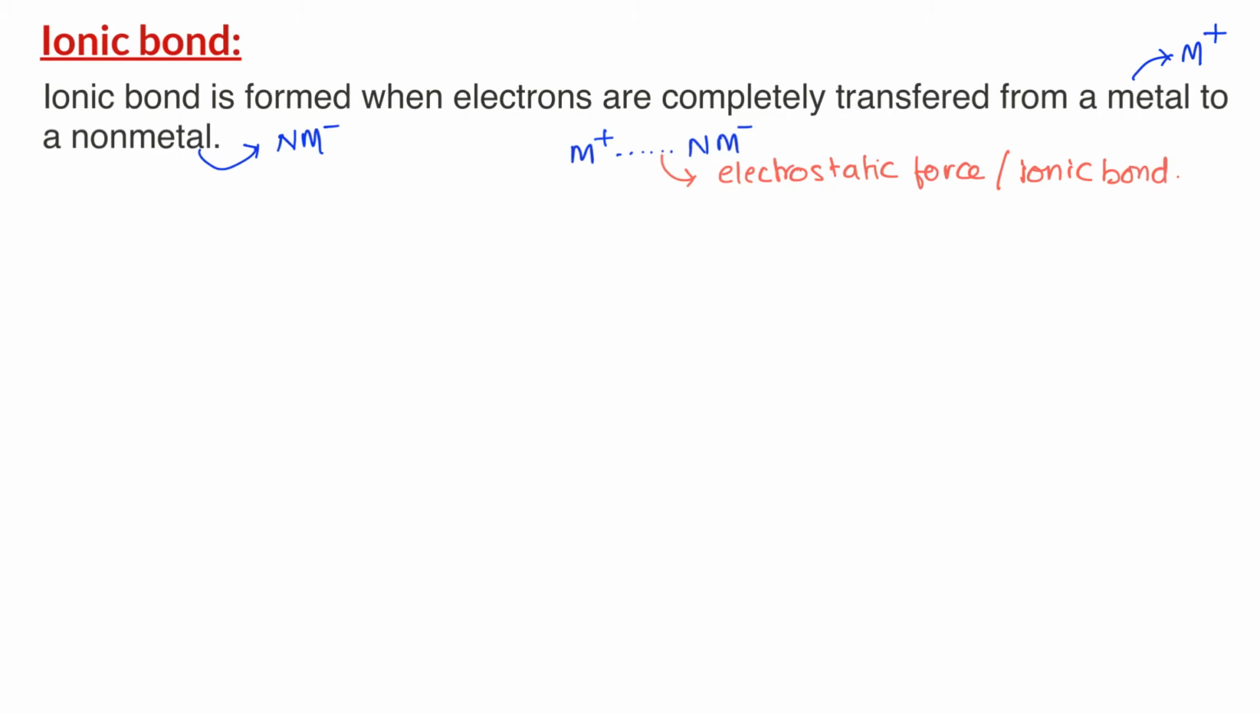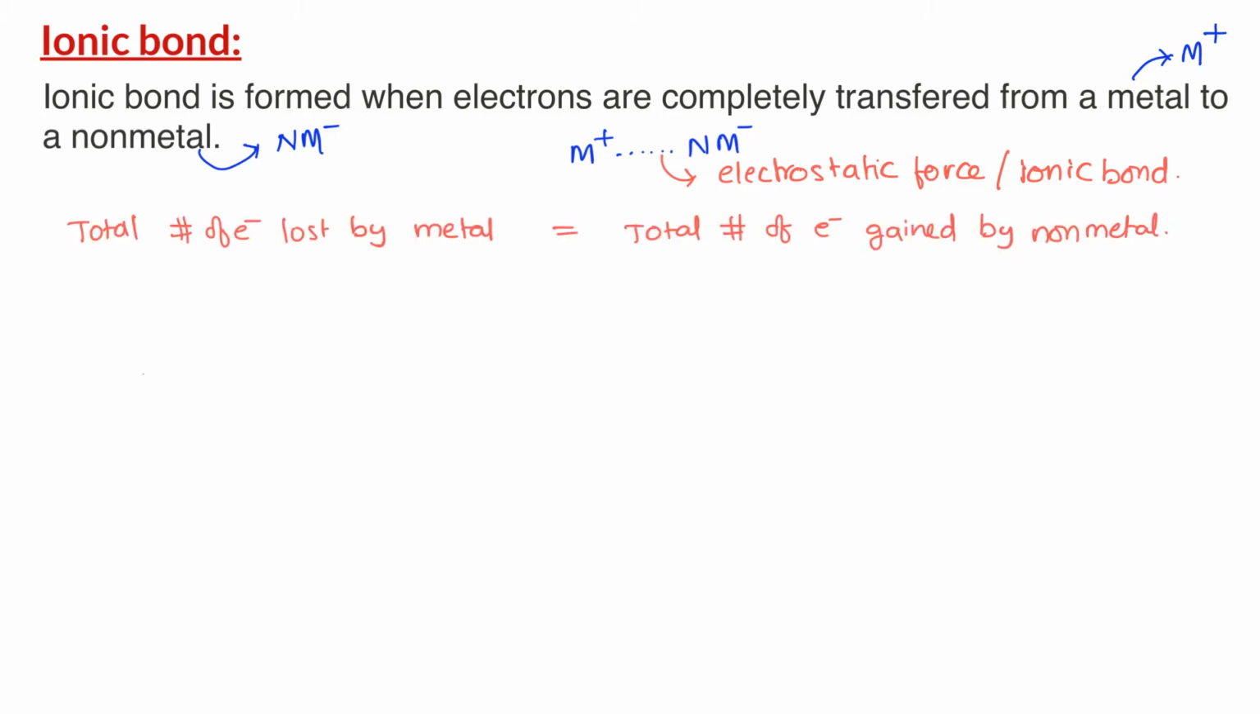One important thing that we need to keep in mind is that the total number of electrons lost by the metal should be equal to the total number of electrons gained by the non-metal. And this is what determines the molecular formula of ionic compounds, that is, in what ratio the metal atoms and non-metal atoms combine. Let us do some examples.